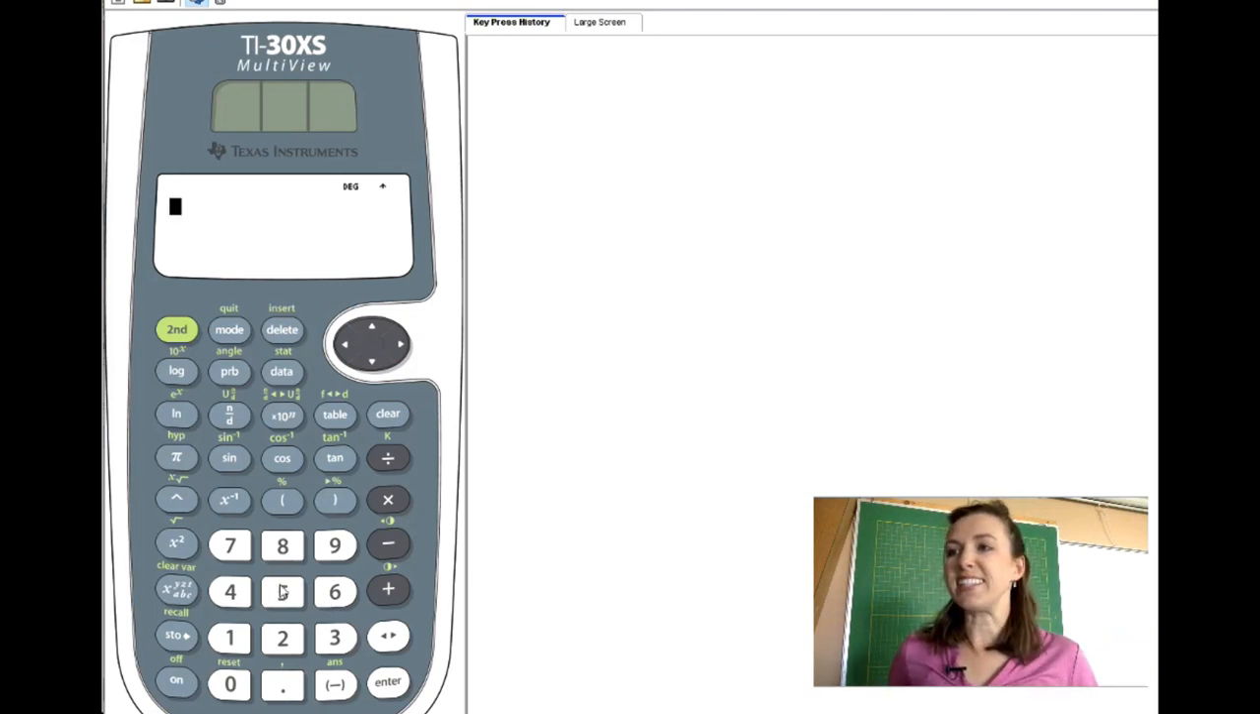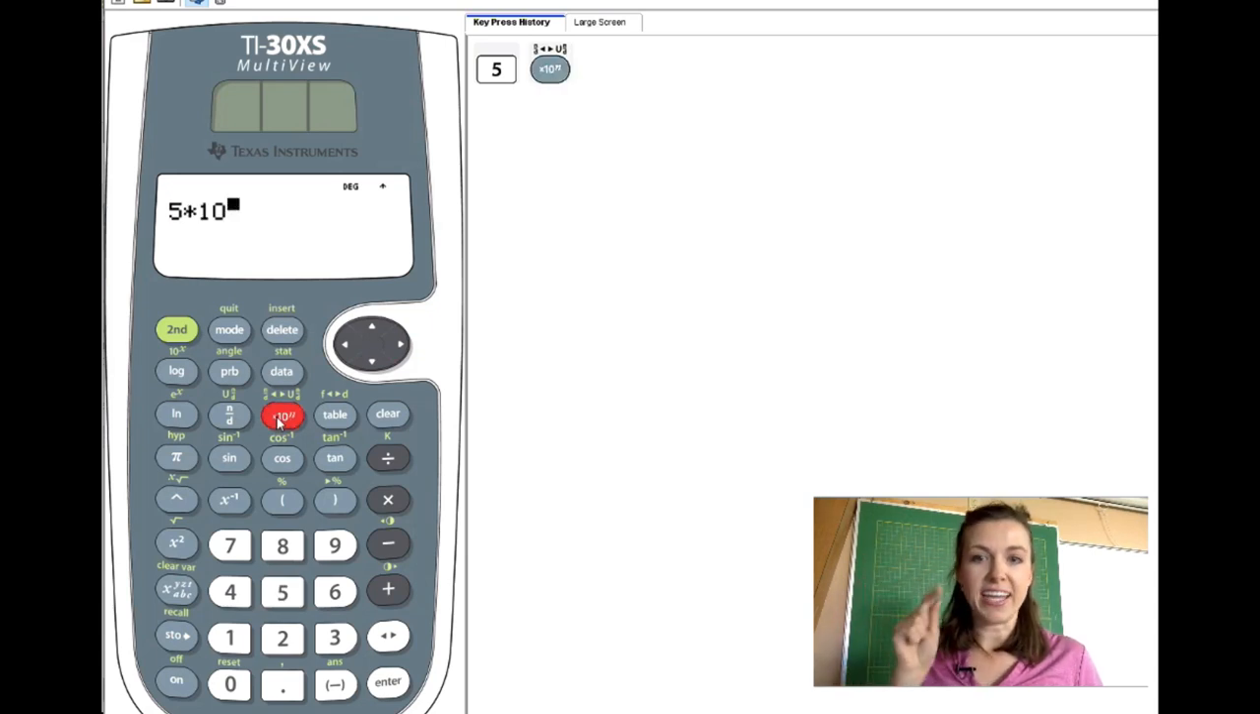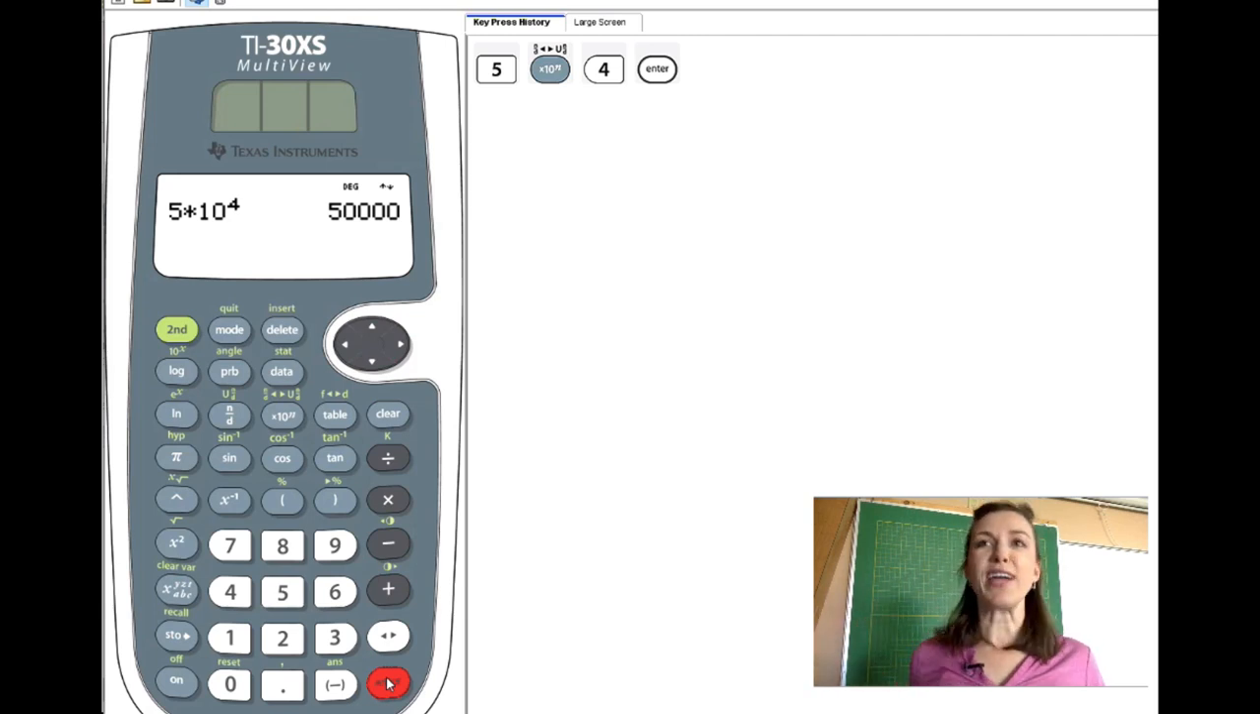So let's say it is 5, and then we have our little scientific notation button here, times 10 to the little n. And the little n is for whatever number you want to put in there, right? So let's say 5 times 10 to the 4th, and then just enter, and there we get 50,000.